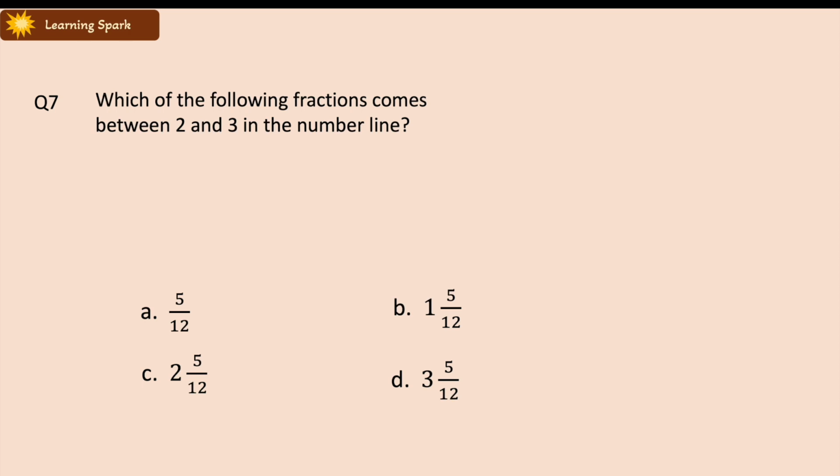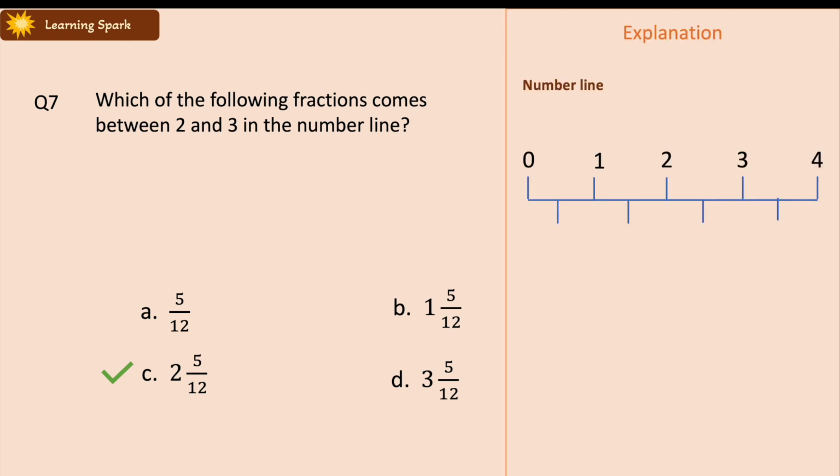Now we go to the answer. If you have not solved it already, then please feel free to pause and solve. So this is the answer. Let's see why it is the answer. So let's view the number line here, right? So the question is, which of the following fractions comes between 2 and 3 on the number line? So here we start from 0, then 1, then 2, and then 3, then 4, right? And let's see where the fractions are located.